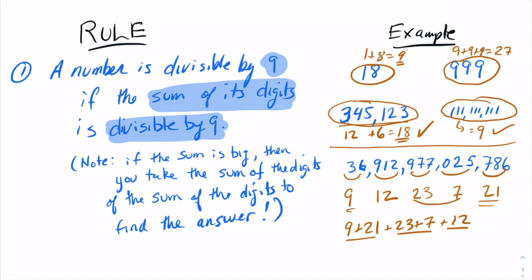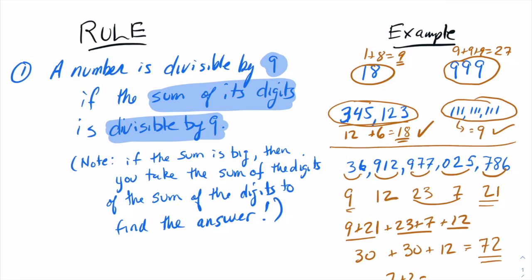All right, I hope you're back and you figured it out. Well, 9 plus 21 is easy. That's 30. And 23 plus 7 is easy because that's 30. And 12. And I can add these numbers super easy. And I get 72. So if I add all these numbers together, I get 72, which I know is divisible by 9. But if I wanted to keep going, I could keep going.